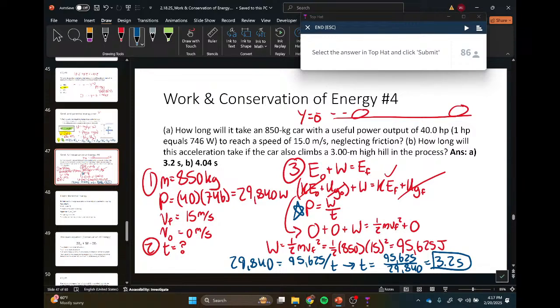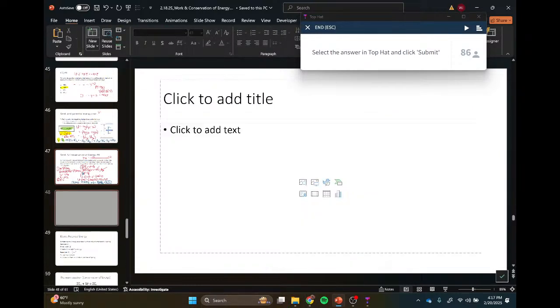So what's going to change there? My potential energy at the end will no longer be 0. And you just solve the problem the same way. So I'm going to write that out, but that's one of those, do not look at my worked out solution to figure out how to solve this.